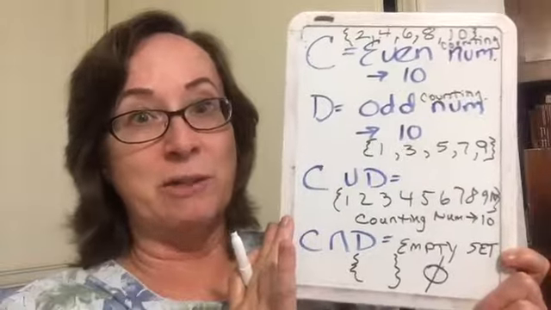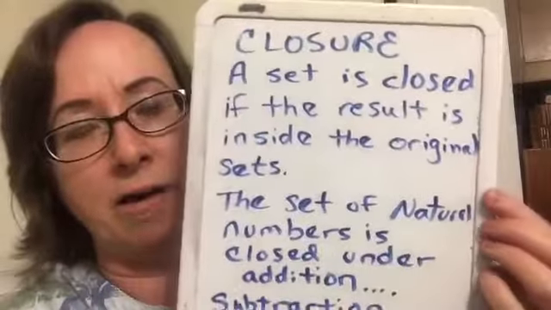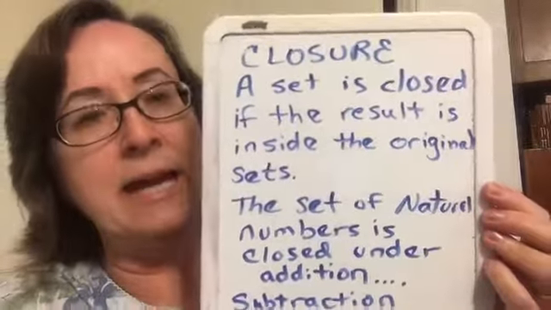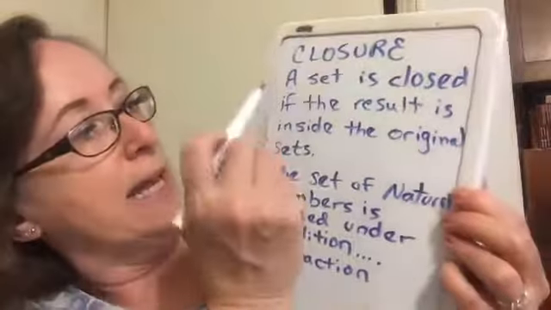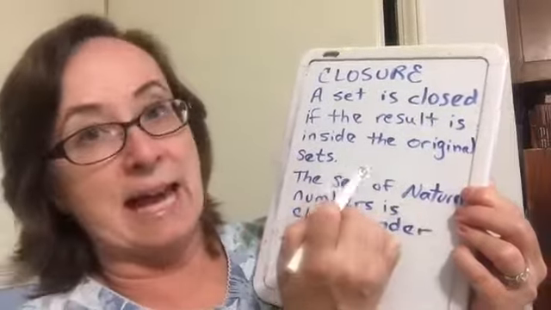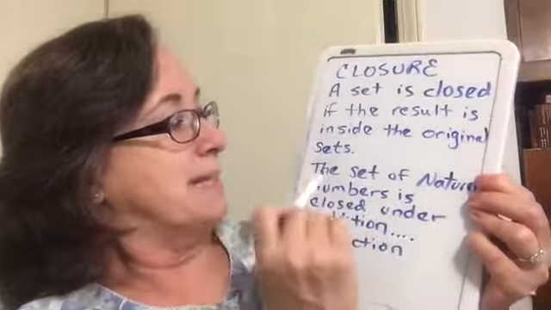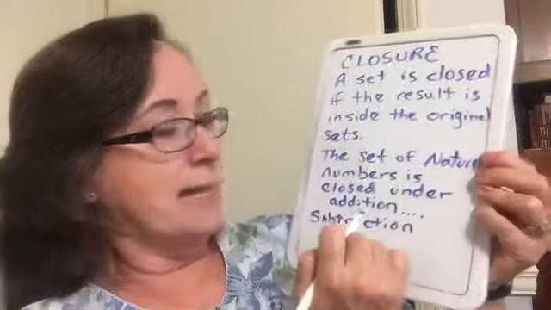Okay, so now we're going to look at one more with sets, and this one is talking about closure of sets. Now closure: a set is closed if the result is inside the original set. The set of natural numbers is closed under addition.